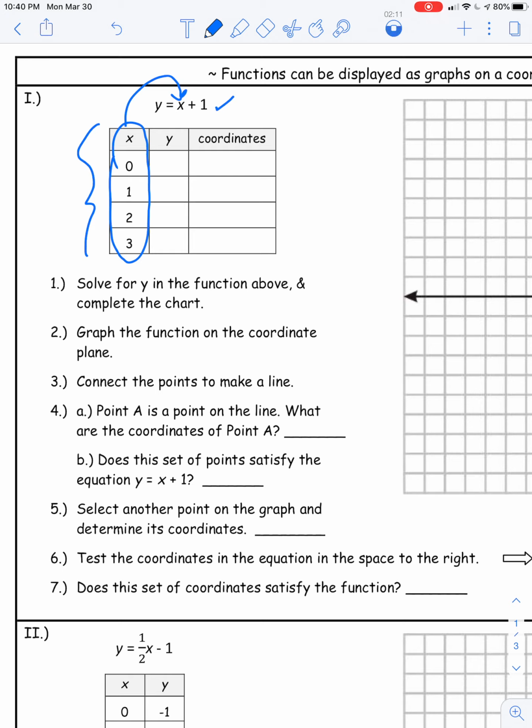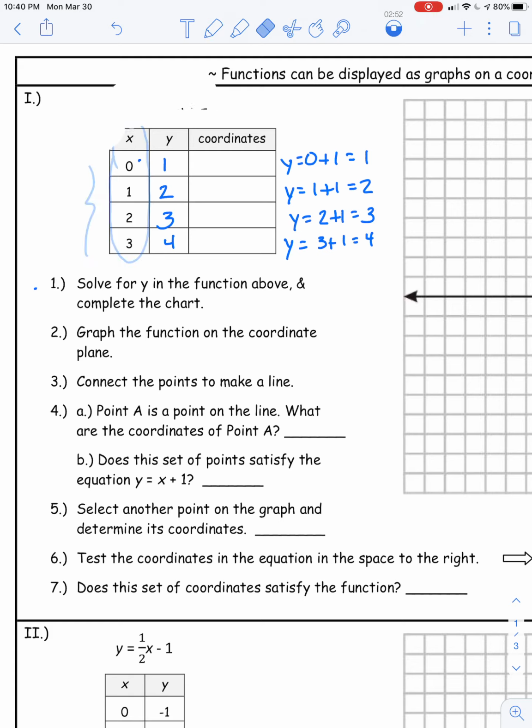So number 1 down here, that's exactly what they want us to do, is to complete the chart. So let's go ahead and solve for y on each one of these. We would write out here y equals, and let's go ahead and put in 0 for x, and we add 1, and we end up getting 1. So when x is 0, y becomes 1. What happens when we put a 1 in for x? We end up with 2 for y. What happens when we put a 2 in for x? Well, then y becomes 3. And then finally on the last one, if I put 3 in for x and I add 1, I end up with 4. So there's my y values when x is a certain number.